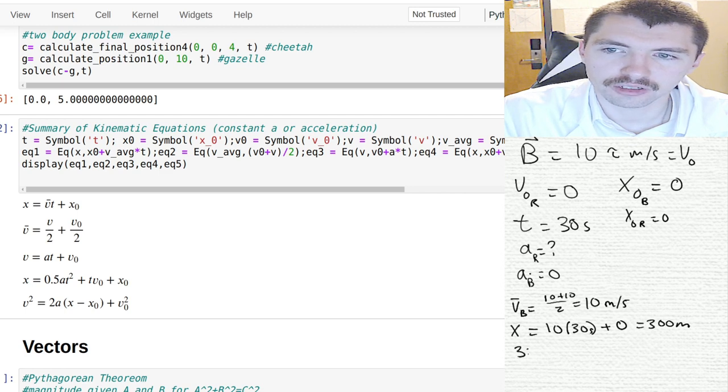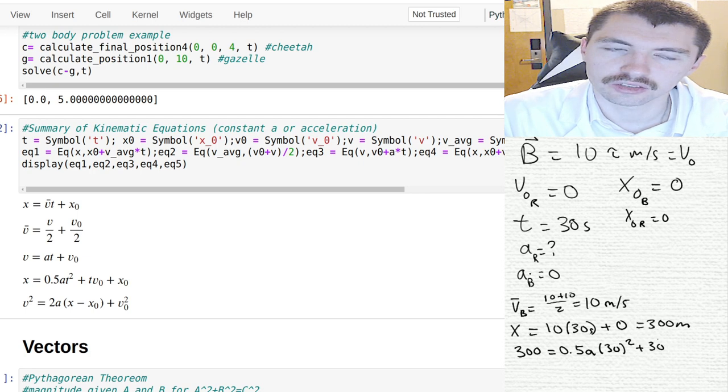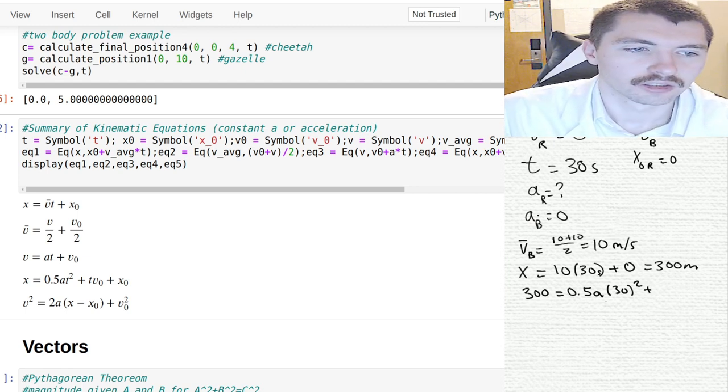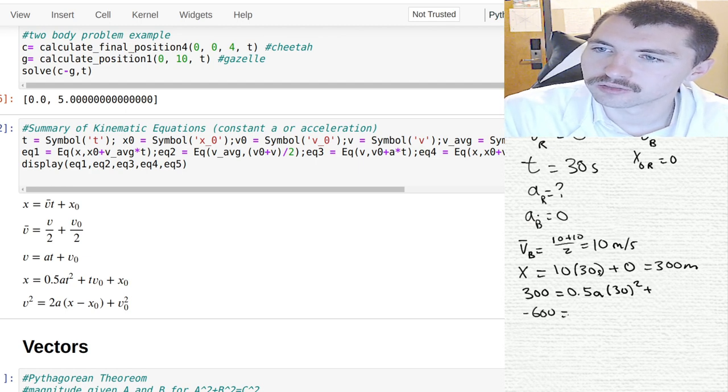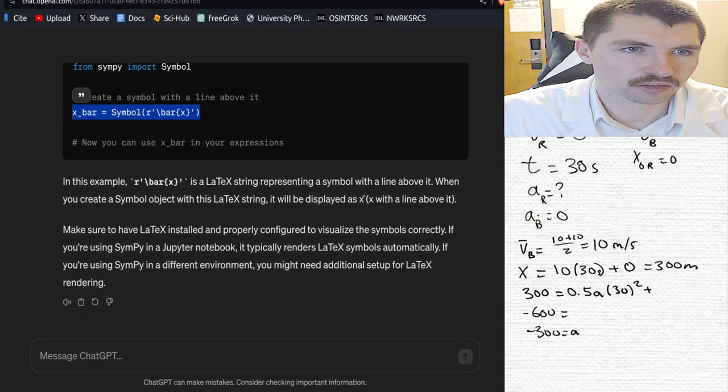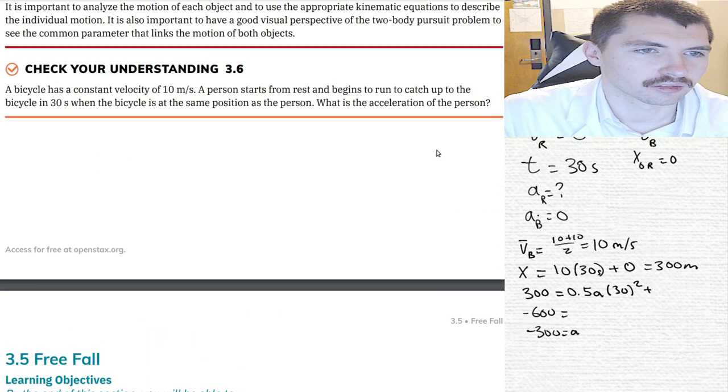So we want to find when 300 meters is equal to 0.5 a times 30 squared plus 30 times v naught, which is 0, plus 0. All right, so this is 900. 900, so minus 600. So minus 300 equals the acceleration, which doesn't make too much sense. So let's see what the book does. And it doesn't say.